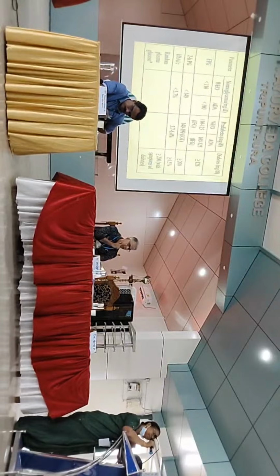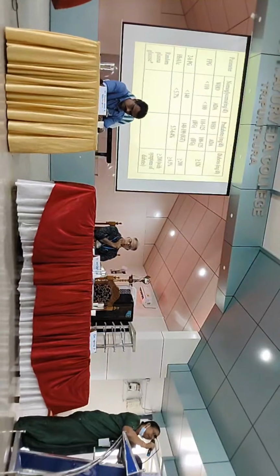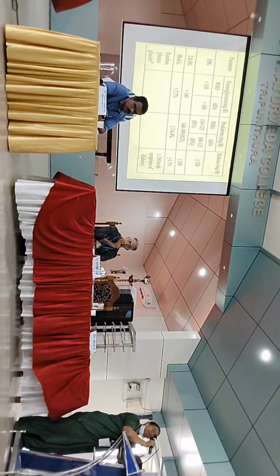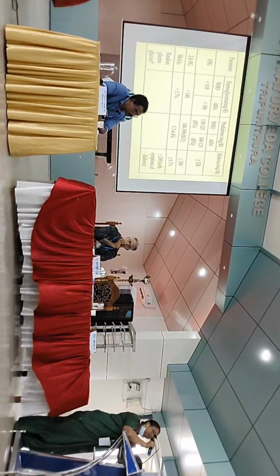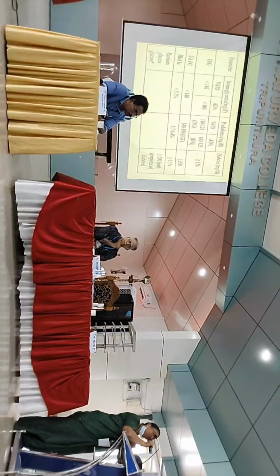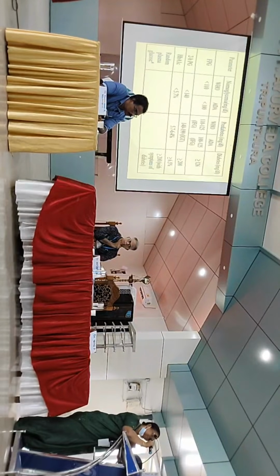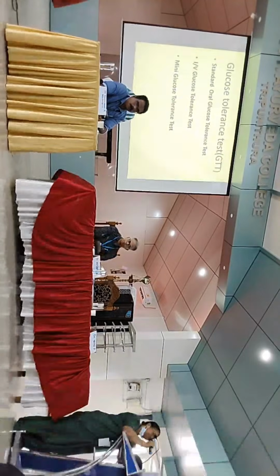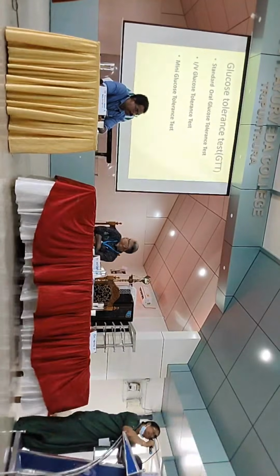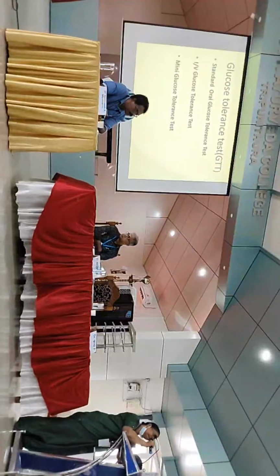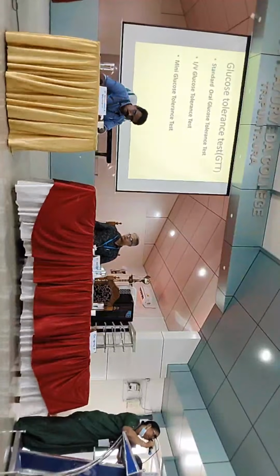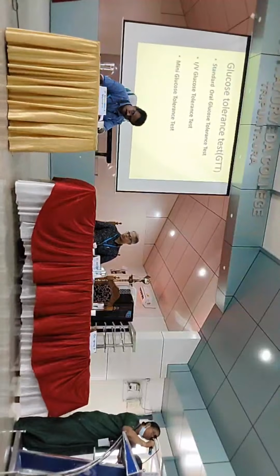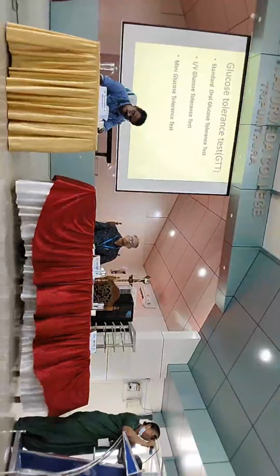Next is PPPS. If there is more than 200 mg/dl of PPPS on 2 occasions, we can diagnose diabetes mellitus. Another important test is GTT. There are 3 types of GTTs: standard oral glucose tolerance test, intravenous glucose tolerance test, and mini glucose tolerance test.